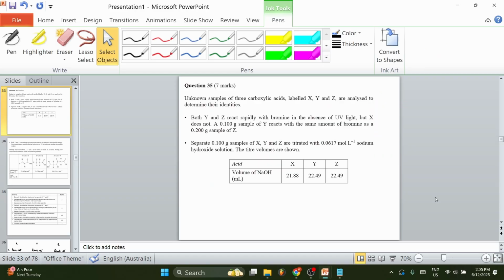Question 35, 7 marks. Unknown samples of 3 carboxylic acids labeled X, Y, and Z are analyzed to determine their identities. Both Y and Z react rapidly with bromine in the absence of UV light, but X does not. A 0.1 gram sample of Y reacts with the same amount of bromine as a 0.2 gram sample of Z. Separate 0.1 gram samples of X, Y, and Z are titrated with 0.0617 moles per liter sodium hydroxide solution. The volumes are shown.